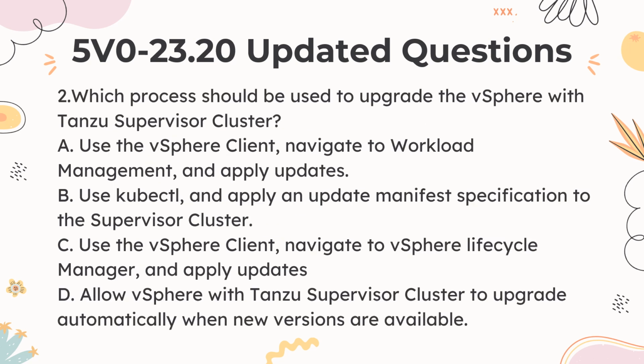2. Which process should be used to upgrade the vSphere with Tanzu Supervisor Cluster? A. Use the vSphere client, navigate to Workload Management, and apply updates. B. Use kubectl, and apply an update manifest specification to the Supervisor Cluster. C. Use the vSphere client, navigate to vSphere Lifecycle Manager, and apply updates. D. Allow vSphere with Tanzu Supervisor Cluster to upgrade automatically when new versions are available.